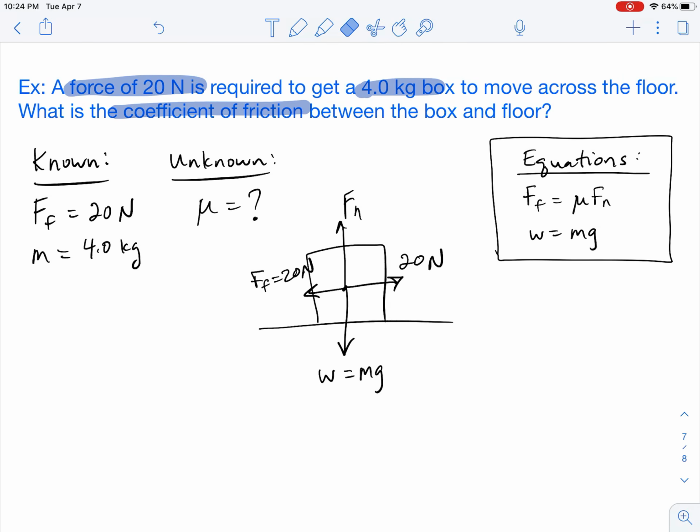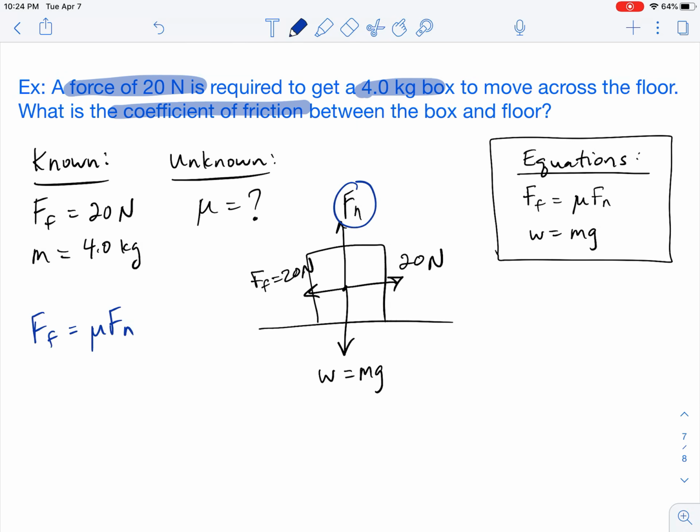All right, so how does this free body diagram help us? Well, if you take a look at our equation, the equation that we need to use looks like this. Friction force equals mu Fn. So mu, our coefficient of friction, times our normal force. Our normal force isn't listed in our known values, though. So how are we going to get this normal force right here?